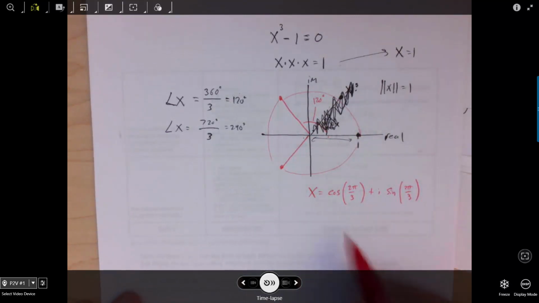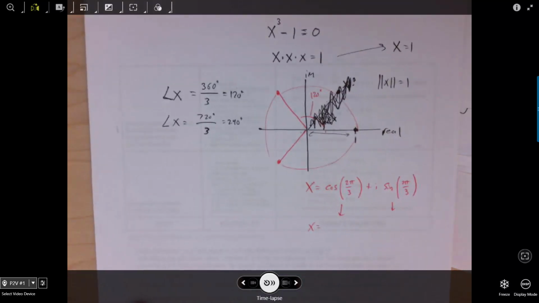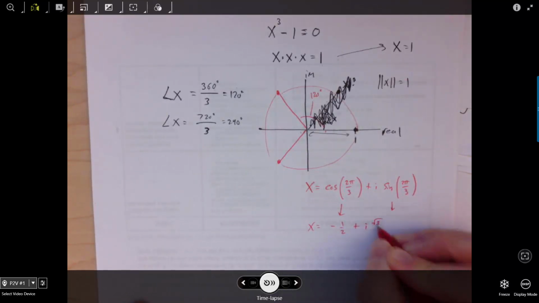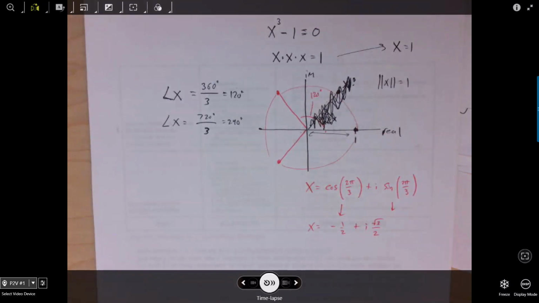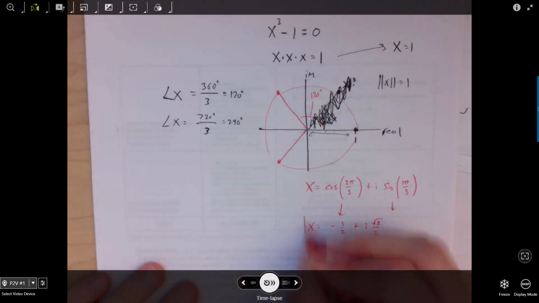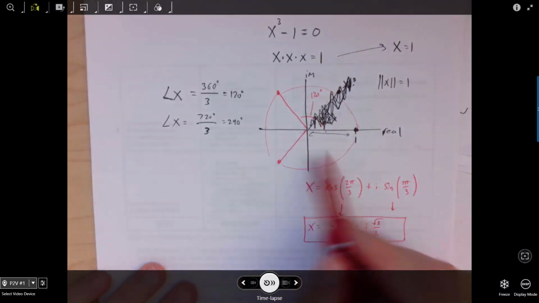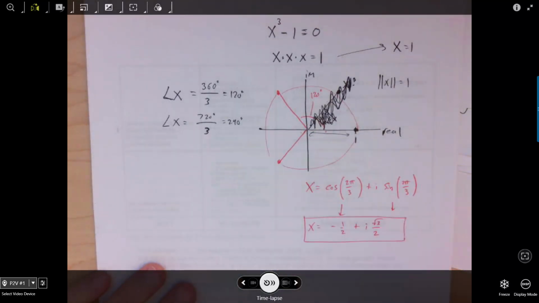And then hopefully you remember some of these values. We're going to be really drilling these next unit. But this cosine value would be negative 1/2, and this is root 3 over 2. So that is one of the two roots. The other root, I don't know if you can tell, but it's symmetric across the real axis there. So the other solution is negative 1/2 minus i root 3 over 2.